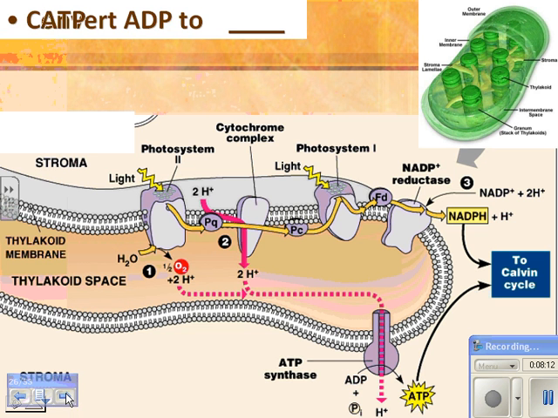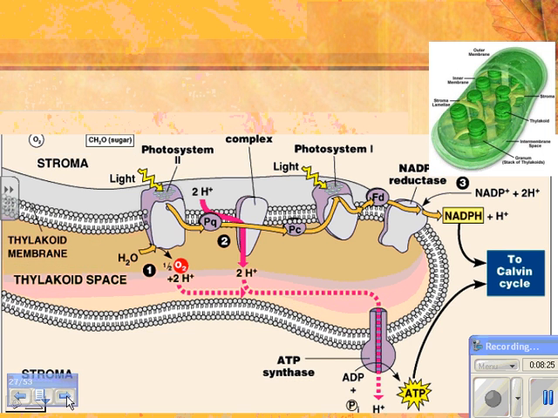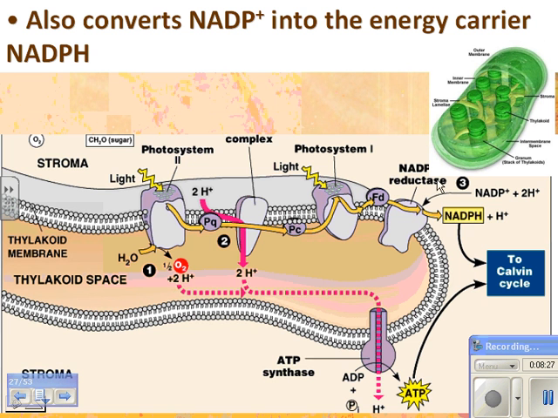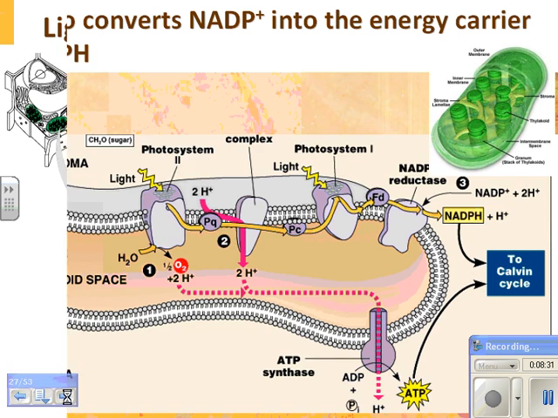It converts ATP to ADP, which is happening here. You said that wrong. It converts ADP to ATP. Sorry, it converts ADP, adenosine diphosphate, to ATP. You put a P on an ADP to make ATP. It also converts NADP+ into NADPH, which is going to carry electrons.